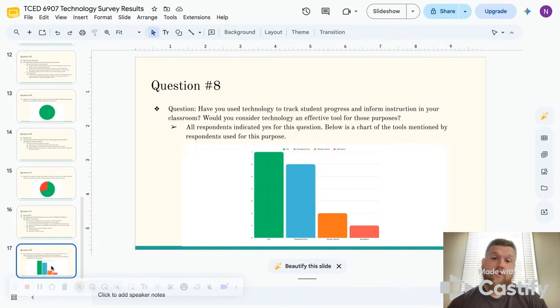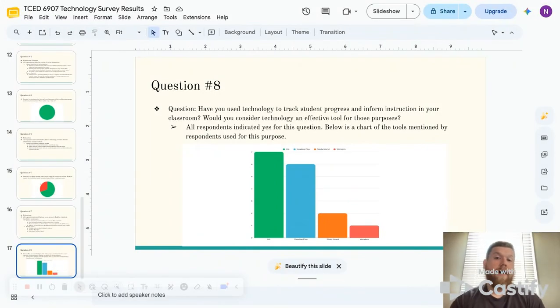The 8th and final question that was asked as part of this survey: Have you used technology to track student progress and inform instruction in your classroom? Would you consider technology an effective tool for those purposes? All respondents in this situation indicated yes for this question. And below is a chart of the tools mentioned by respondents used for this purpose.